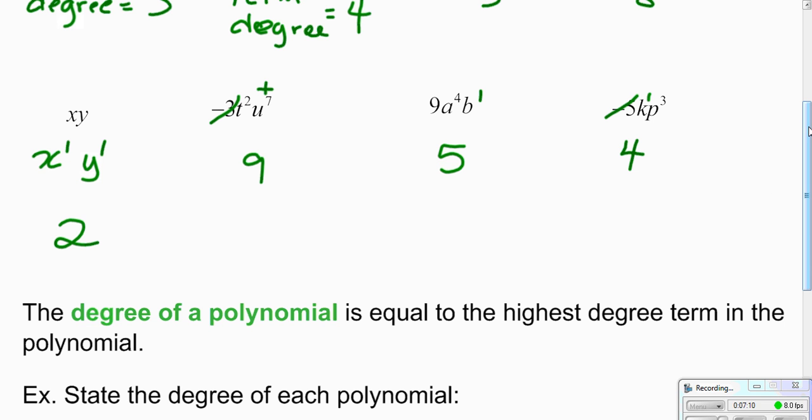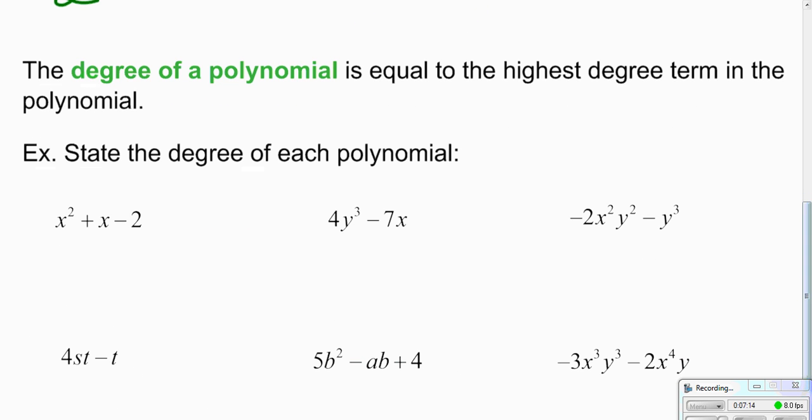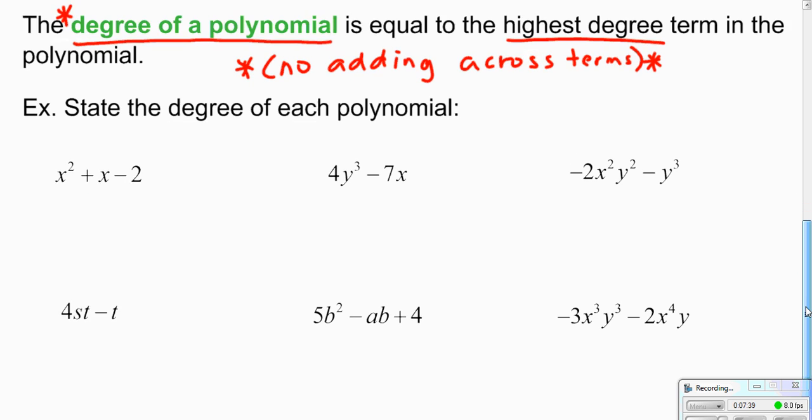So we're going to start combining terms now and look for the degree in the polynomial. And so the degree in a polynomial, another key term, is equal to the highest degree in the term. So there's no adding across terms. Many of you will confuse finding the degree of a term and defining the degree of a polynomial. So be careful on that.